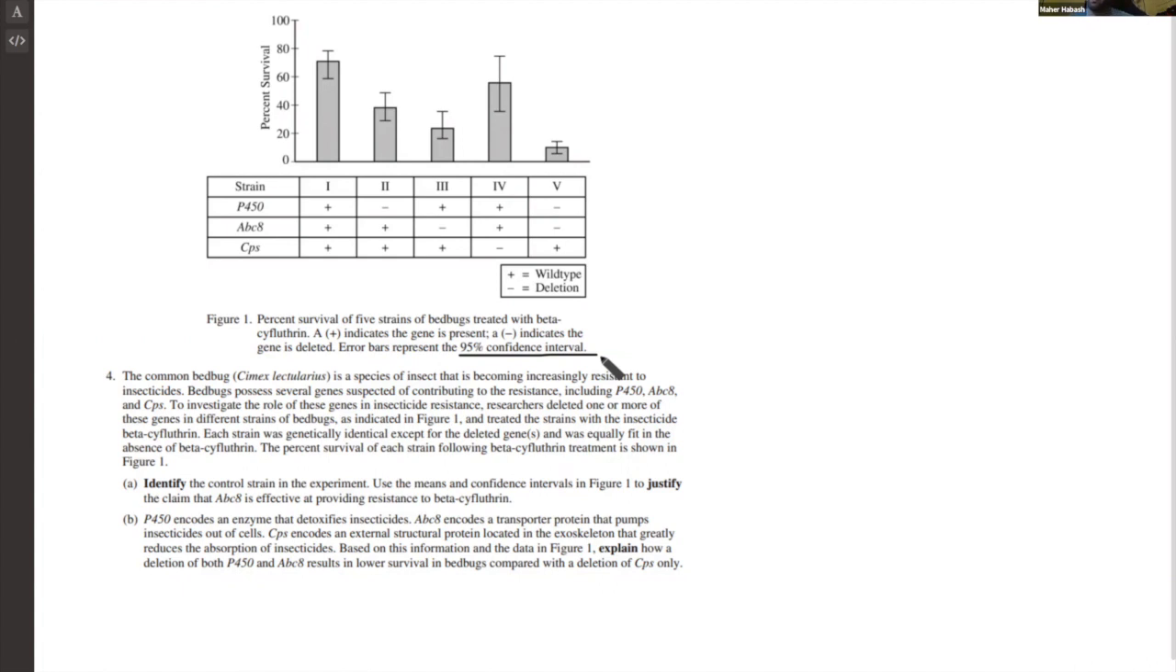So again here, they're kind of again asking about overlap. Since there's no overlap between the first strain and the third strain's error bars, we can conclude without a doubt, or with at least 95% confidence, that once you remove ABC8, you are diminishing their chances of survival. Like, even though, let's take a look at 1 and 4. We can't say 1 and 4 are different.